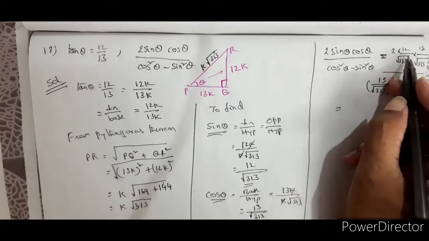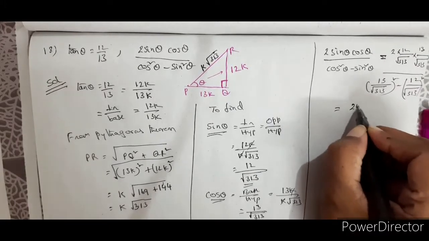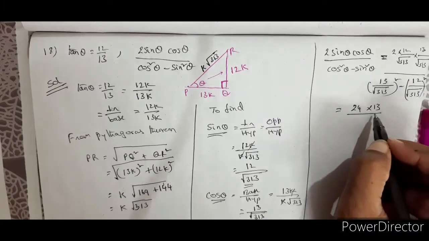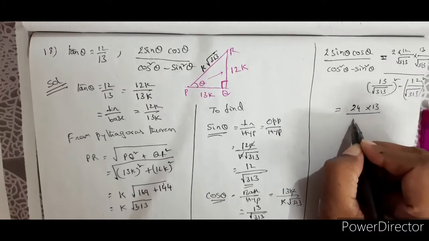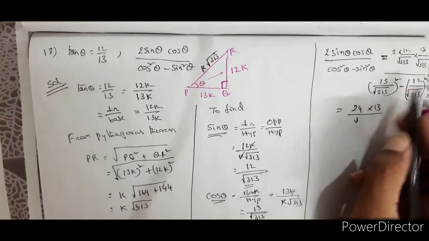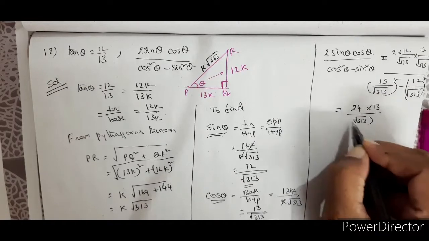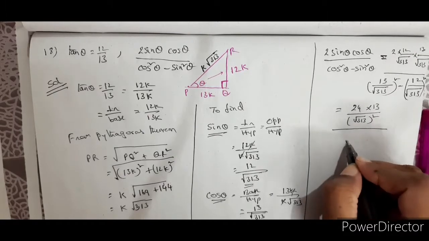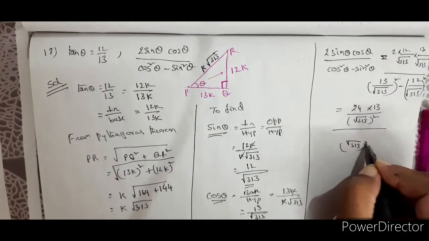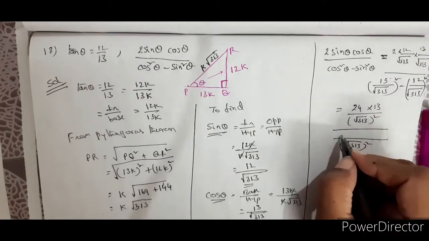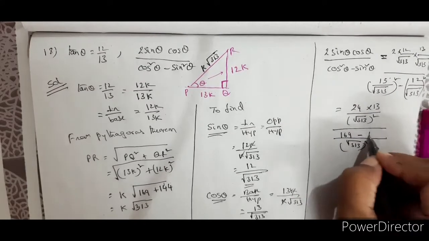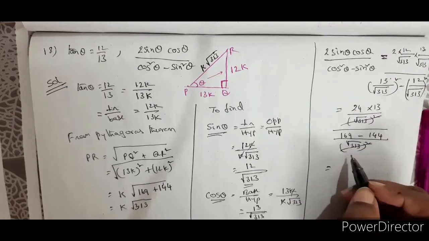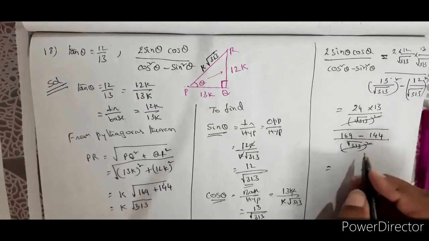So now further simplification, you will get 2 into 12 is 24 into 13 as it is, let me write it down, divided by square root of 313 into square root of 313, that means the square root of 313 whole square. Now whole divided by, now you have a common denominator, that is 313 whole square, and in the numerator you have 13 square, that is 169, minus 12 square, that is 144. Now square root of 313 whole square in both the fractions will get cancelled.